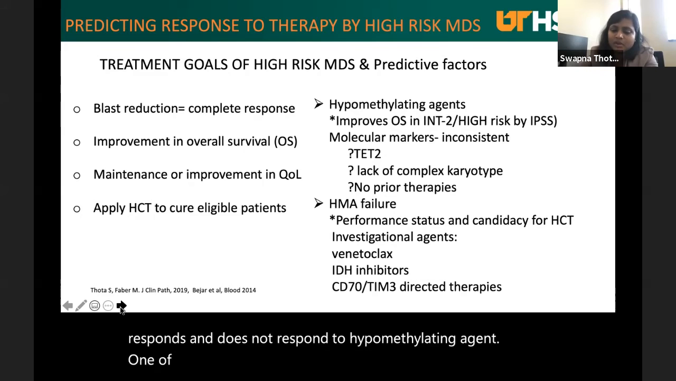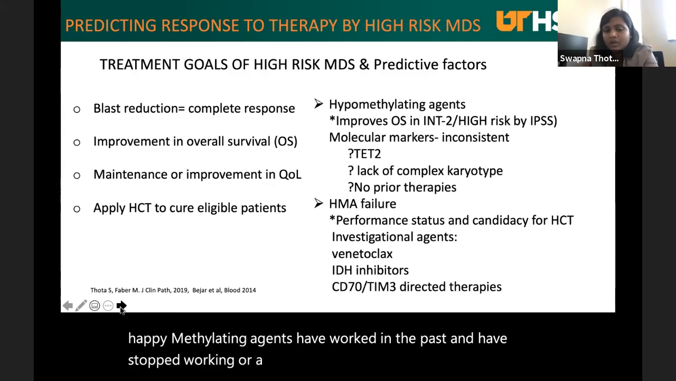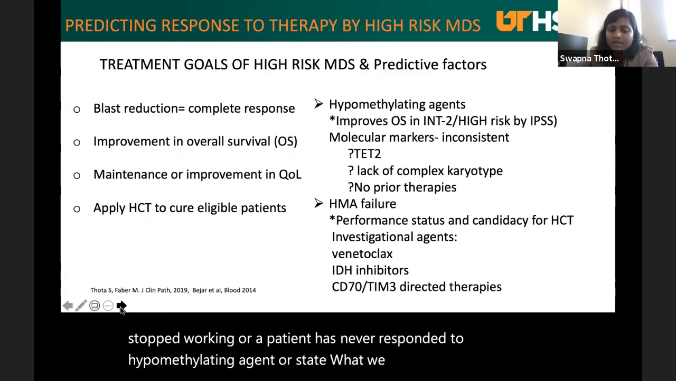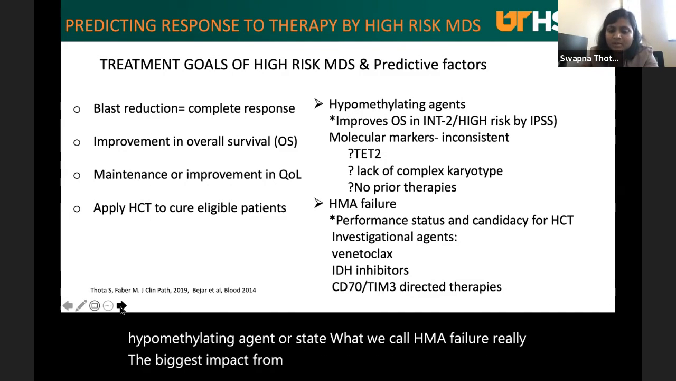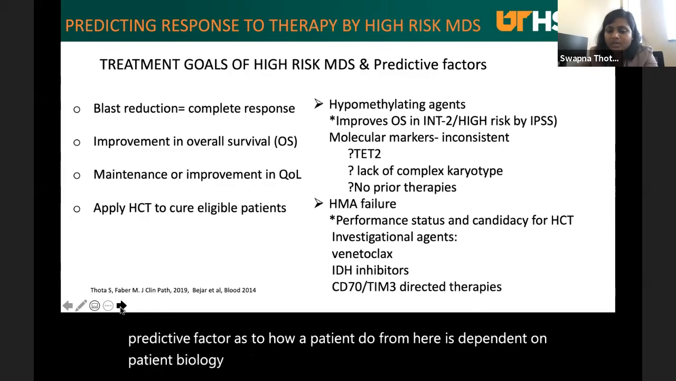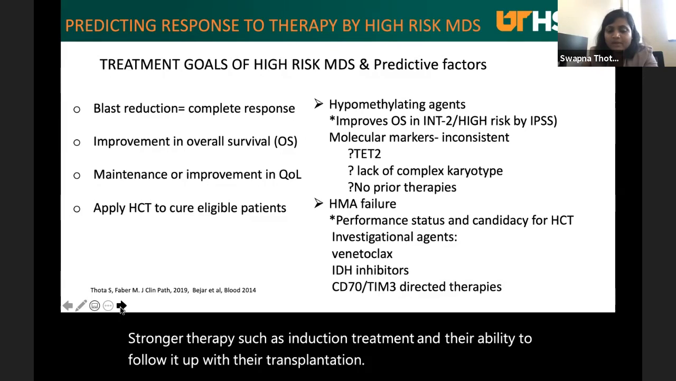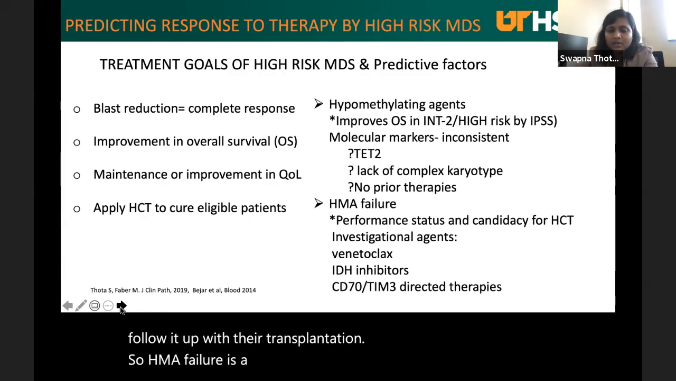One of the serious troubles when we treat MDS patients is when hypomethylating agents have worked in the past and have stopped working, or a patient has never responded to hypomethylating agent, a state we call HMA failure. Really the biggest prognostic model or predictive factor as to how a patient does from here is dependent on patient biology. How strong are they to withstand stronger therapies such as induction treatment and their ability to follow it up with the transplantation. So HMA failure is a tough clinical scenario to manage.